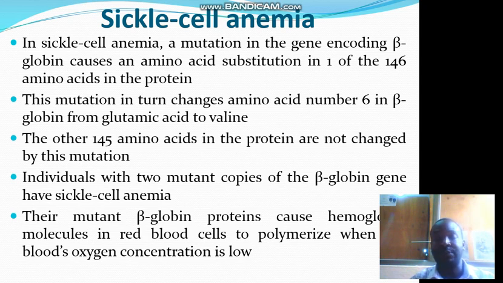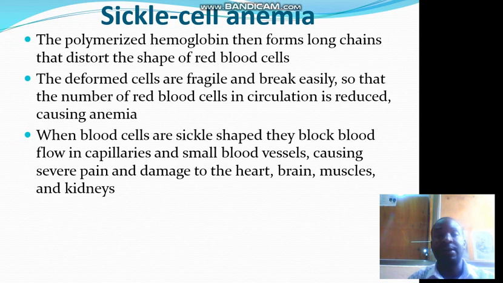These low oxygen levels and subsequent polymerization of the hemoglobin molecules result in clogging of the blood vessels of the individual, and therefore transport of oxygen is greatly interfered with due to that clogging of the blood vessels. This polymerized hemoglobin molecule has a tendency to form long chains, and those long chains are responsible for the distortion of the shape of the red blood cells.